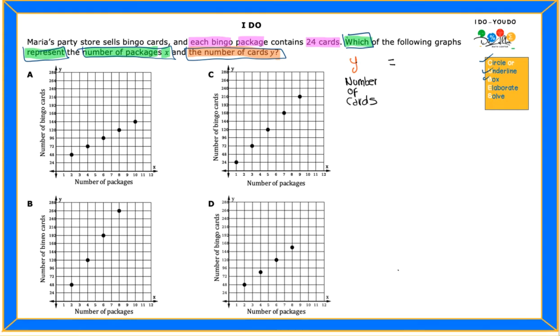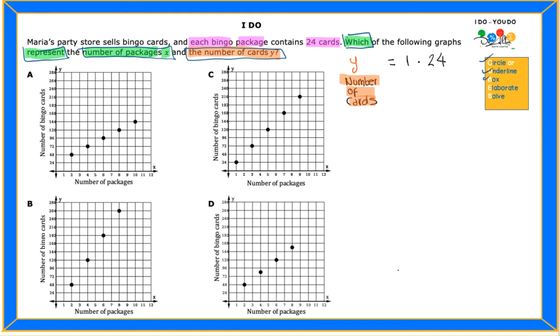Okay, so you see how I got this in orange? Because I highlighted this in orange in the problem. The other thing that we know is what we put in pink, that each packet has 24 cards. So let's start thinking about it. If we have one packet, I'm going to put the number right here. If I have one packet, then I will have 24 cards, right?